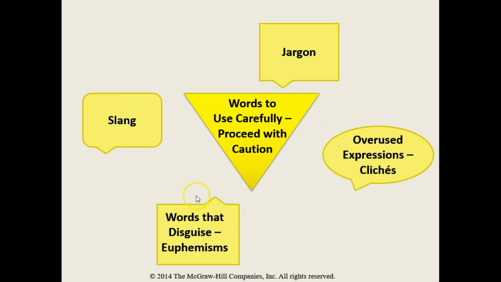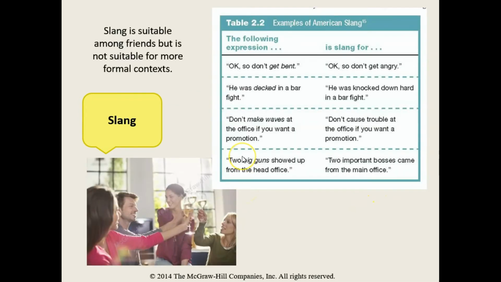Words to use carefully. Slang, jargon, overused expressions, cliches, and words that disguise, euphemisms. Be careful with these. So let's take a look at these. Slang, swearing, okay? Slang is not necessarily swearing. It's made up words. If you're a real crispy critter, there's something we made up back in the 70s. I'll let you figure out what that means. But that was something that our little peer group used, and it spread. And now it's all over the world as far as we know, because things spread. And we didn't have the internet. We don't have proof that we did it, but it was just something we created. Okay, so don't get bent about that. It's slang for, so don't get angry about that, okay?